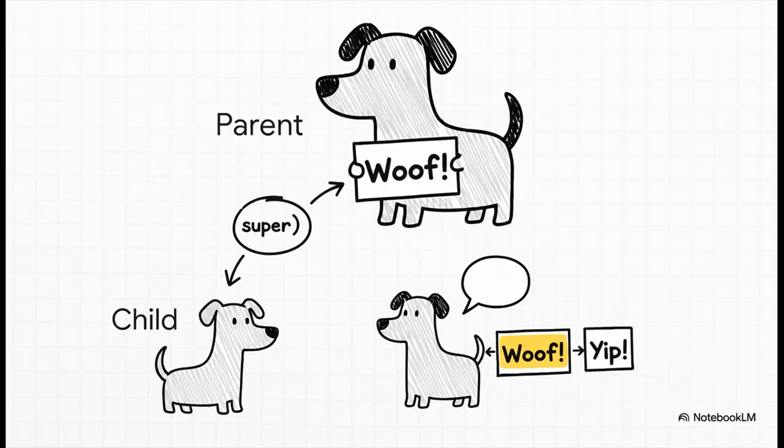Sometimes, though, you don't want to completely throw away the parent's method. You just want to add a little something to it. That's what super is for. The super function is like a hotline to the parent's class. It lets you call the parent's version of the method from right inside the child's method. So you can run the original logic and then add your own special twist. You're extending, not just replacing.